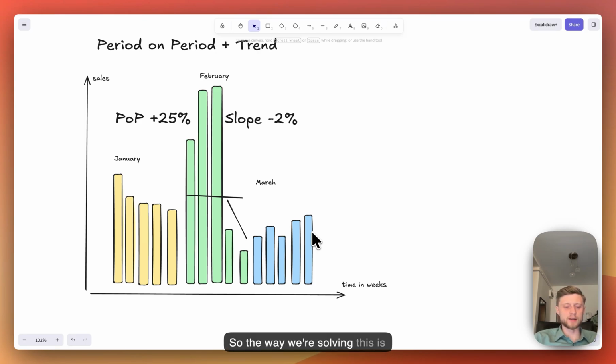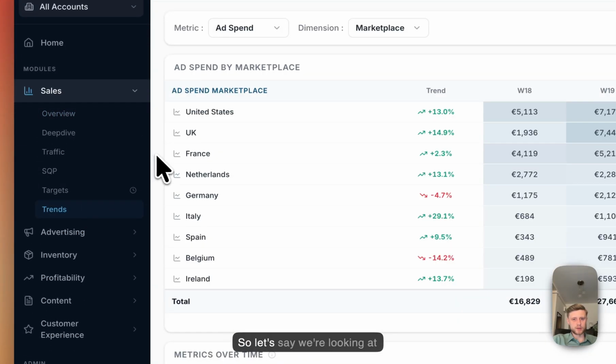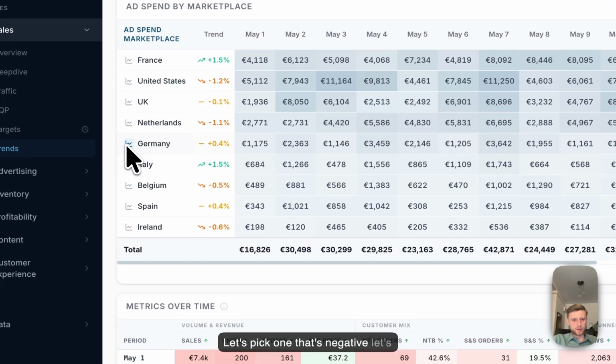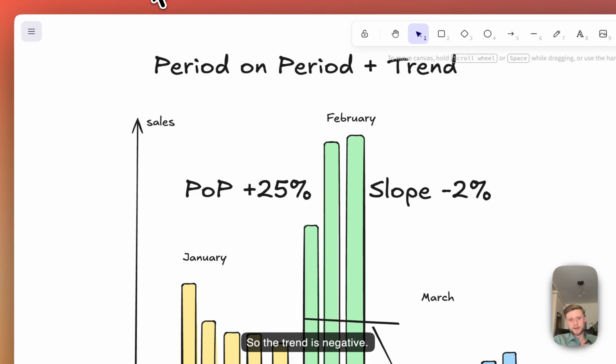So the way we're solving this is exactly this. We're showing in Clarisix both your period on period performance, but also the slope, which we cover into this pretty nice visual here. So let's say we're looking at Germany. Let's do it actually by day. Let's pick one that's negative. Let's say Belgium. So it looks something like this. So you can see that, okay, towards the end of the period, there's actually a bit of a decline here. So the trend is negative.